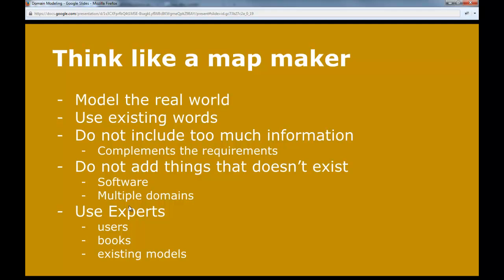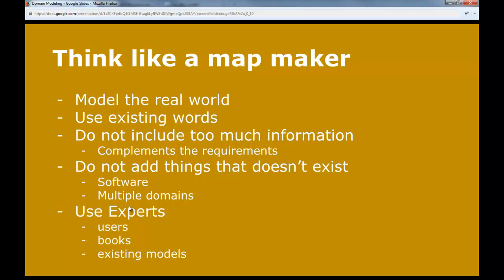Use experts, ask the users, look in books, find existing models of your domain. Some domains are quite well understood, the e-commerce domain, for example. You can use existing models and refine them, remove things, and add things that are more specific to your case. And I think a good idea is to do your domain model and then bring it back to the users or experts in the area and ask them, have we understood this correctly?